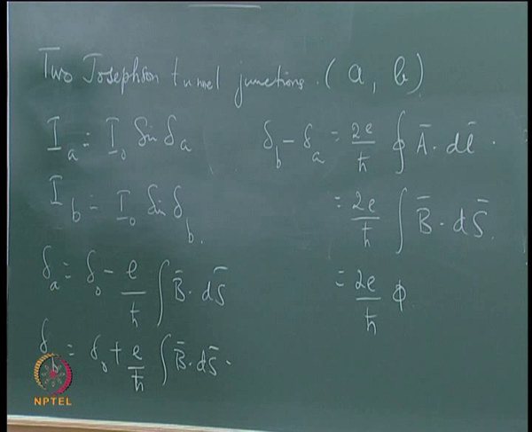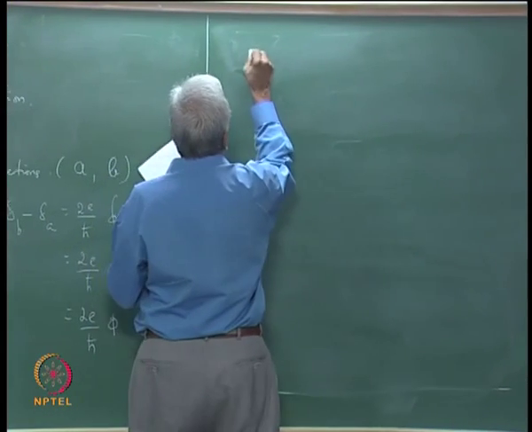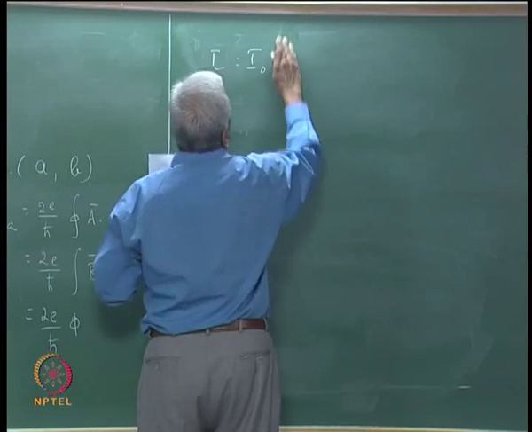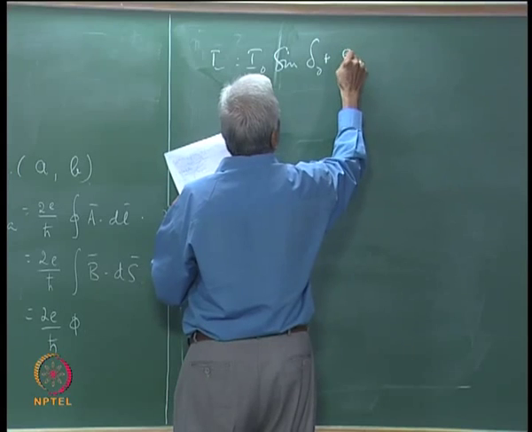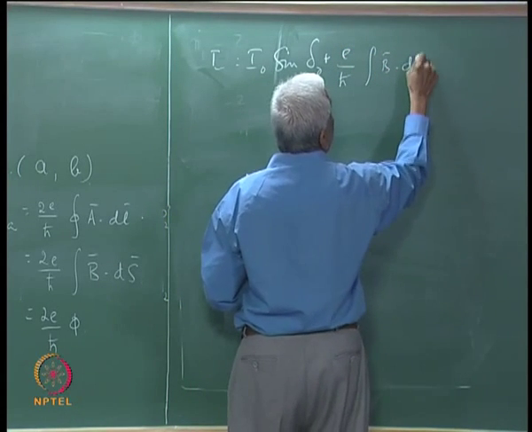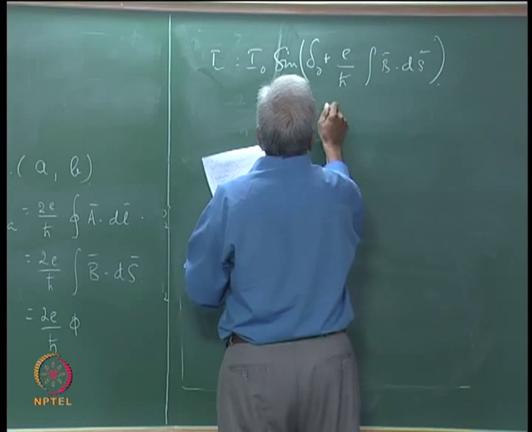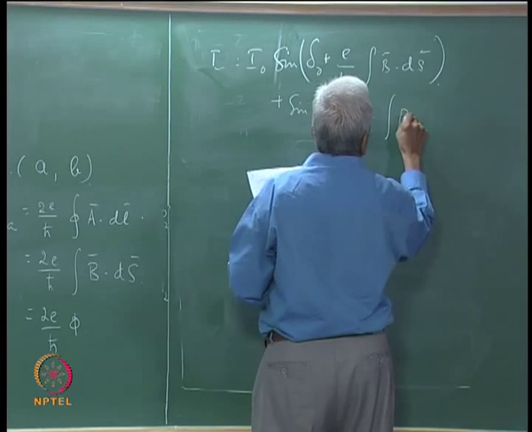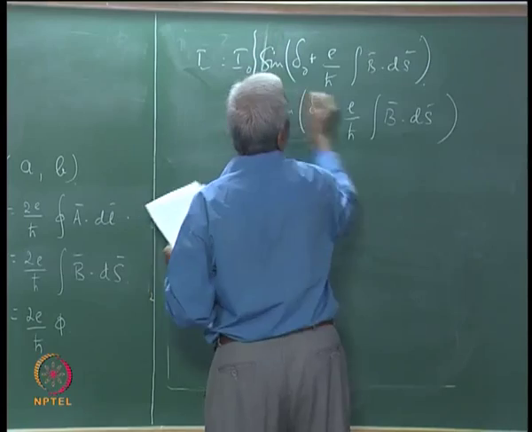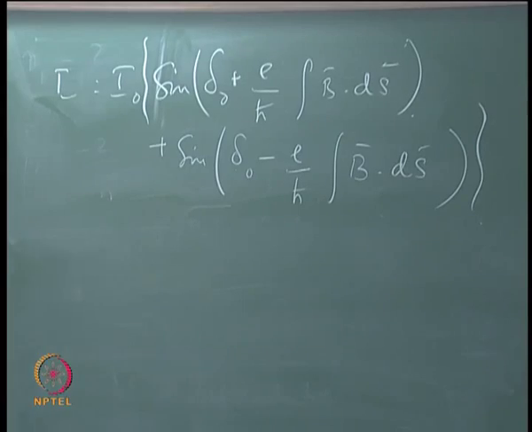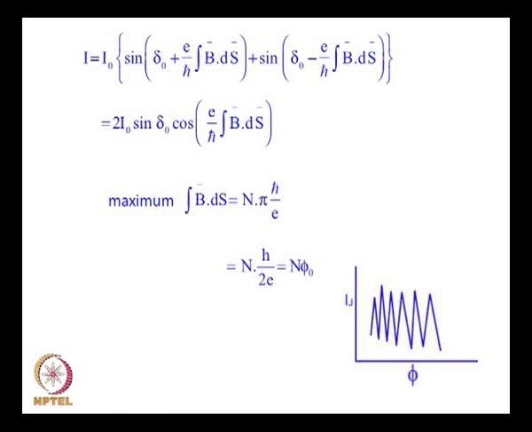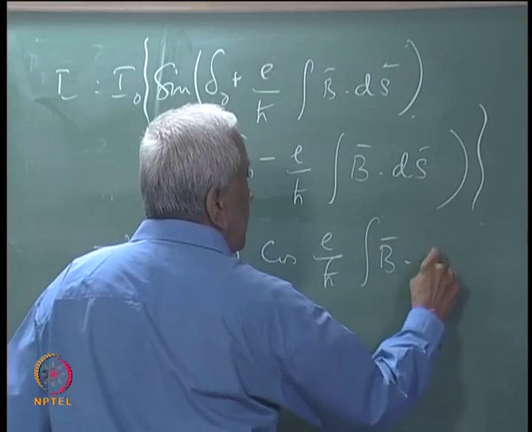Therefore, the Josephson current, which depends on the phase difference, across such a device where current flows through this pair of Josephson junctions, becomes I equals I naught sine of delta naught plus E by H cross integral B dot ds, plus sine of delta naught minus E by H cross integral B dot ds. And therefore, that has the form 2 I naught sine delta naught cos of E by H cross integral B dot ds.